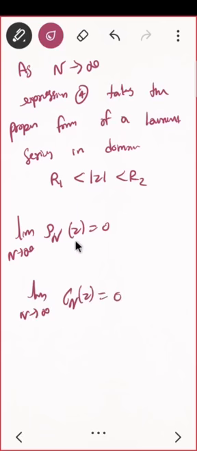So these are the two things which you have to prove now. To prove that sigma n of z is 0 and rho n of z is 0, what you should do is just use the epsilon delta definition.